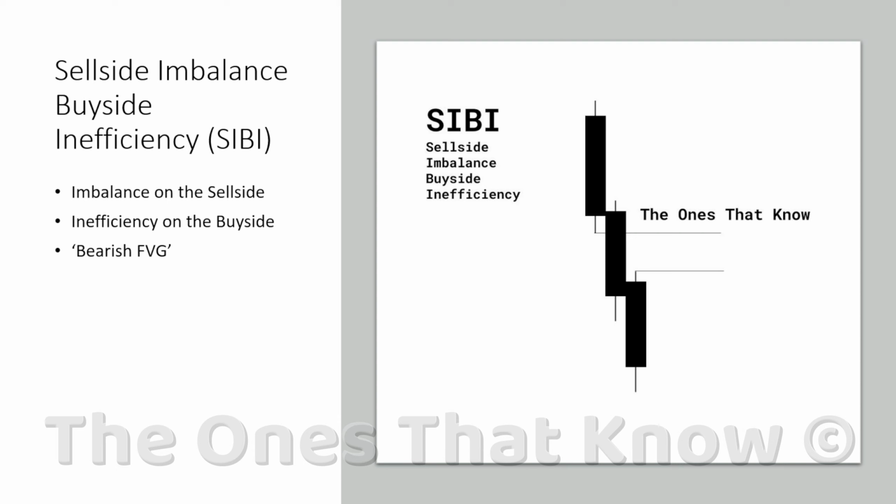Here we have a sell side imbalance and a buy side inefficiency. The imbalance is on the sell side and the inefficiency is on the buy side. This is what we call a bearish fair value gap. In again a perfect market, we would see the third candle retrace into the low of the first candle, but that doesn't happen. So there's a gap within price.